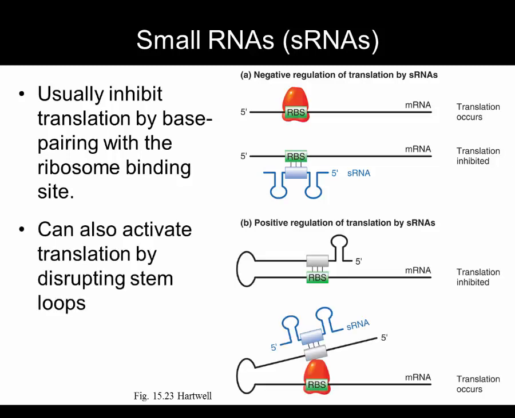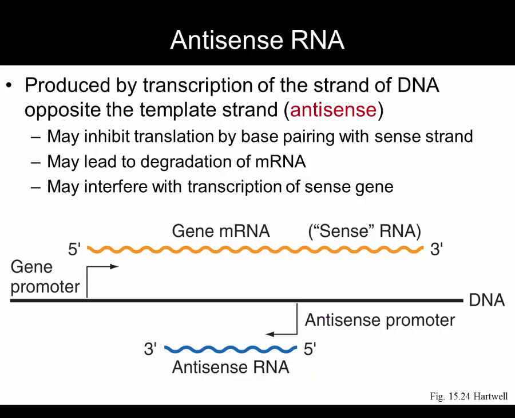capable of positive regulation. Sometimes, the default is for the transcript to block its own ribosome binding site with a stem loop, but the sRNA can disrupt this structure, allowing the ribosome to bind and translate. Another way sRNAs can function is to lead to the degradation of the mRNAs they pair with before translation has a chance to occur. Finally, there is antisense RNA.